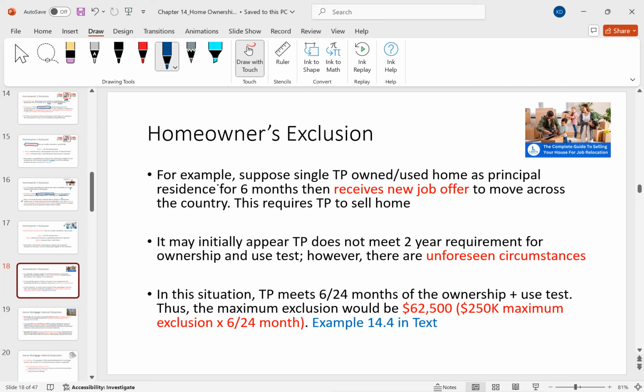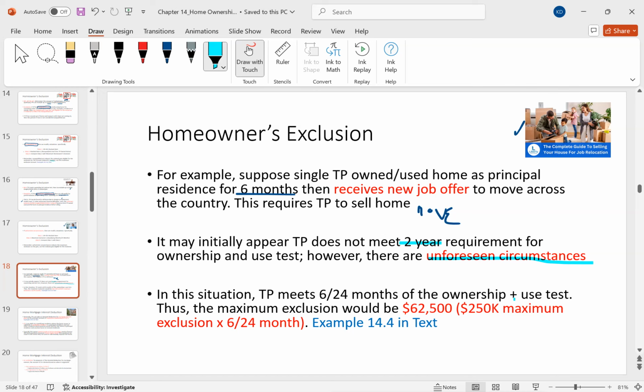So for example, suppose a single taxpayer owned and used a home as a principal residence for 6 months and they receive a new job offer, right? So we bought it for 6 months and then we have to move because we got a new job. It forces us to sell the home. You may think, oh, we didn't meet the 2-year requirement, we don't get any of the exclusion. However, right, this is unforeseen circumstances.